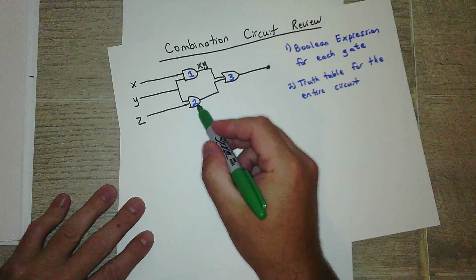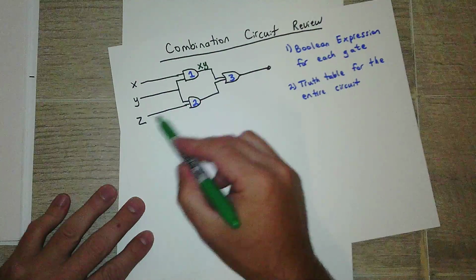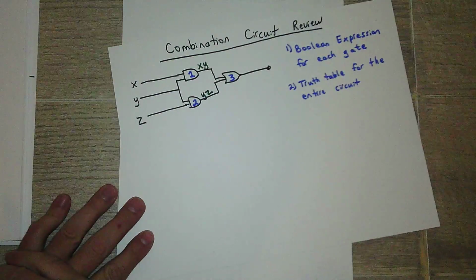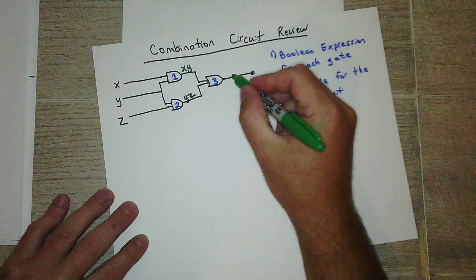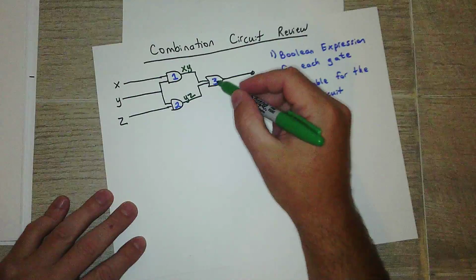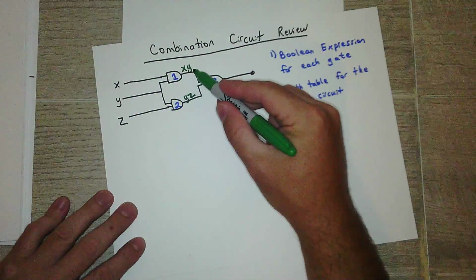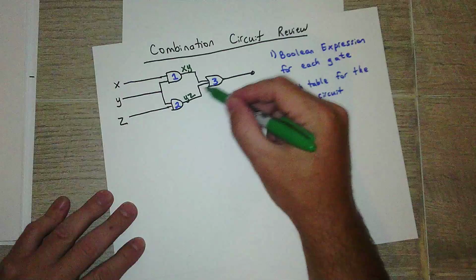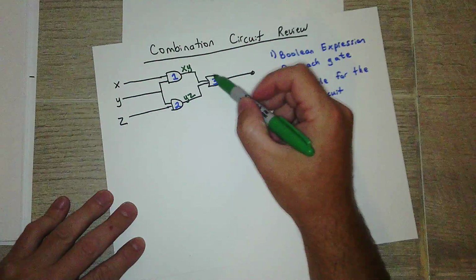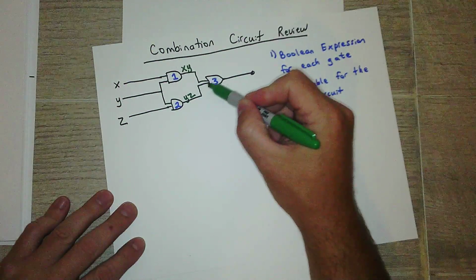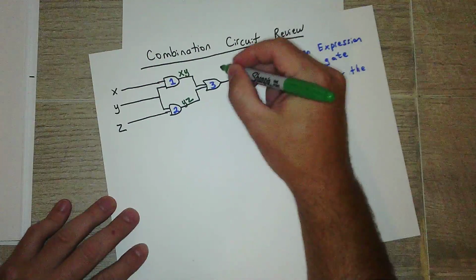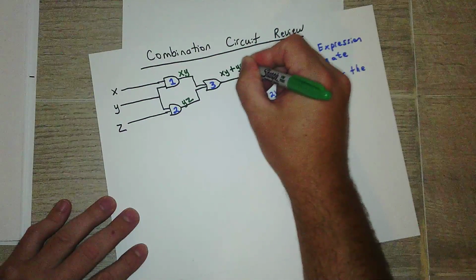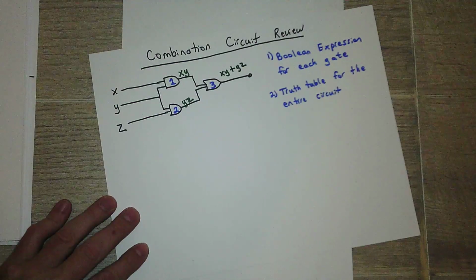Gate 2 is an AND. It has an input of Y and an input of Z. So we have Y and Z. Let's do the output for gate 3. What are the 2 inputs for gate 3? One input is X and Y, and the other input is Y and Z. So this is an OR gate, so it's X and Y or Y and Z.